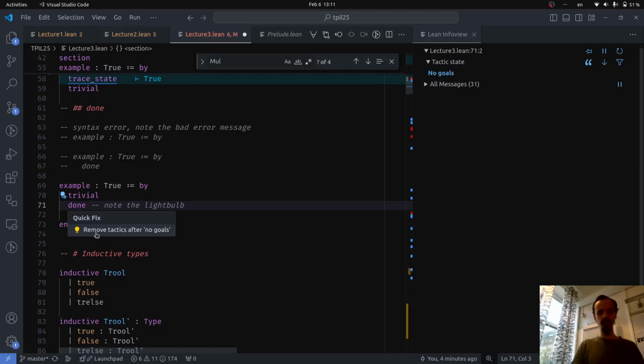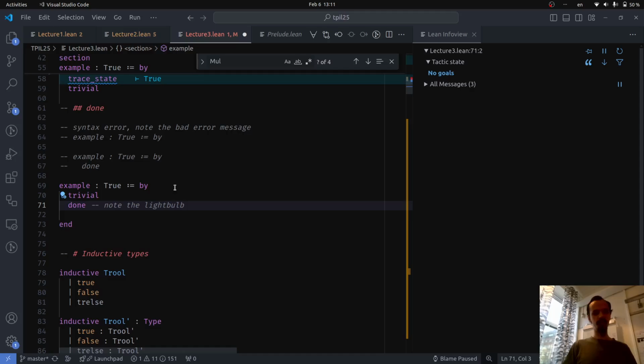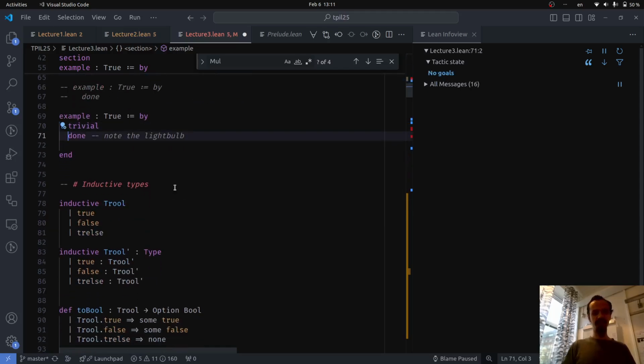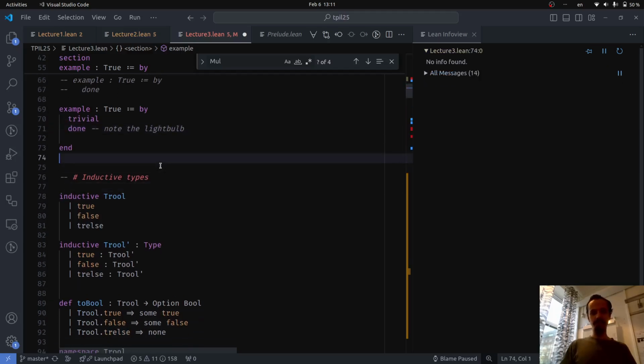Remove tactics after no goals, which will remove the done. That's a nice cleanup thing, but you can always just delete it yourself. Alright, so onto the main topic.